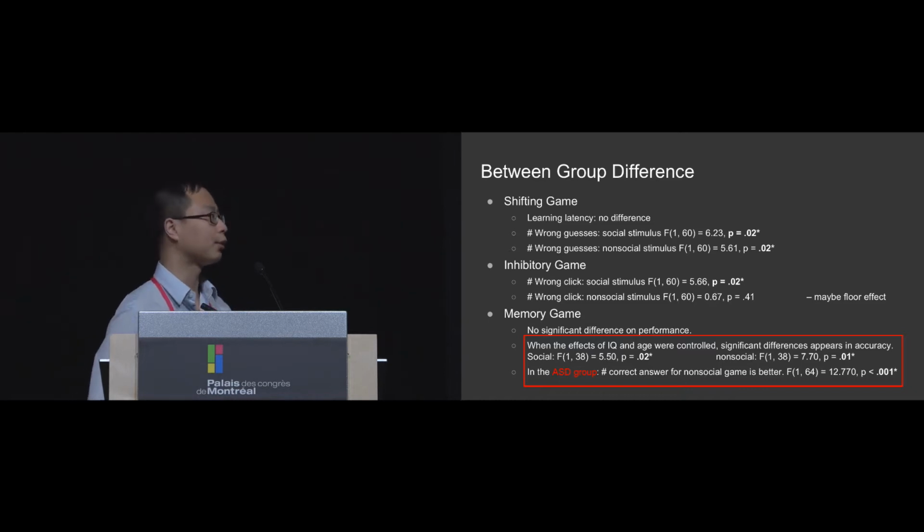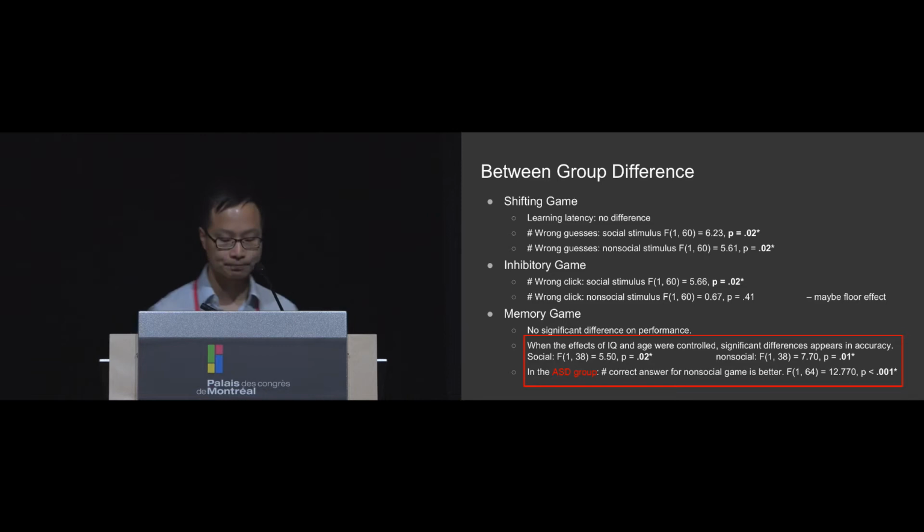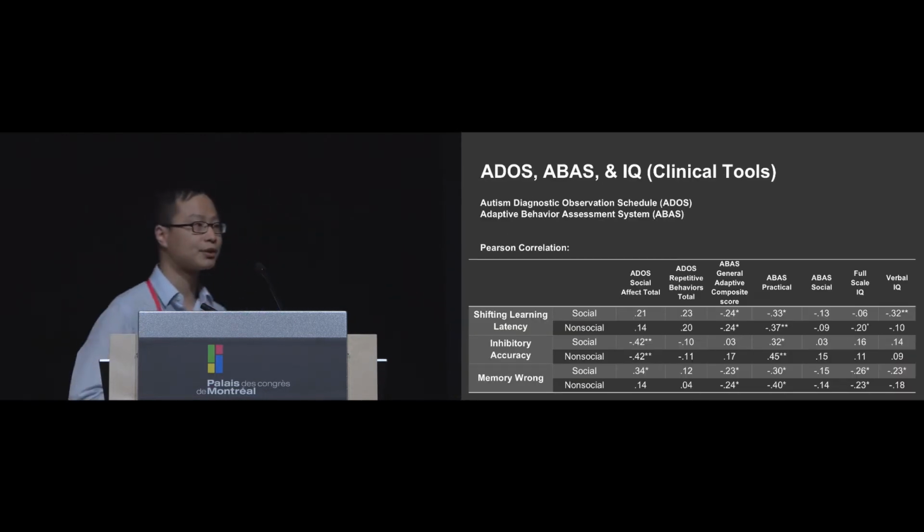Particularly, I want to highlight that inside the ASD group, there is a significant difference between the social stimulus and the non-social stimulus, which suggests children with autism might have social deficits in short-term memory skills. And as promised, we connected to the clinical tools.